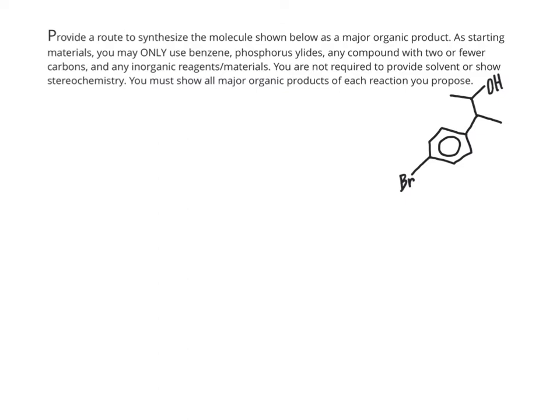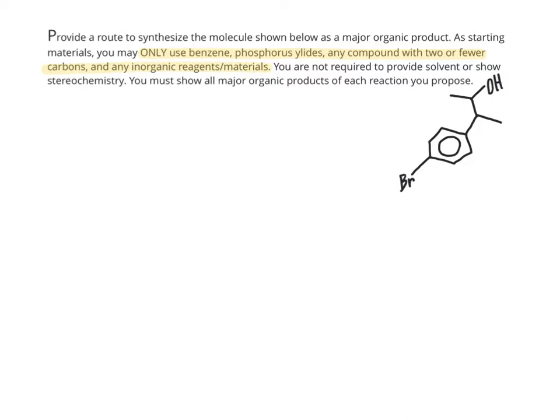Now we have to keep in mind our limitations. These limitations would be imposed by what we have easy access to from a chemical vendor or perhaps sitting around the lab already. So in our case, we are going to limit ourselves to we can only use as our starting products benzene, any phosphorus ylide, any compound with 2 or fewer carbon atoms, and whatever inorganic reagents or materials we need for these syntheses.